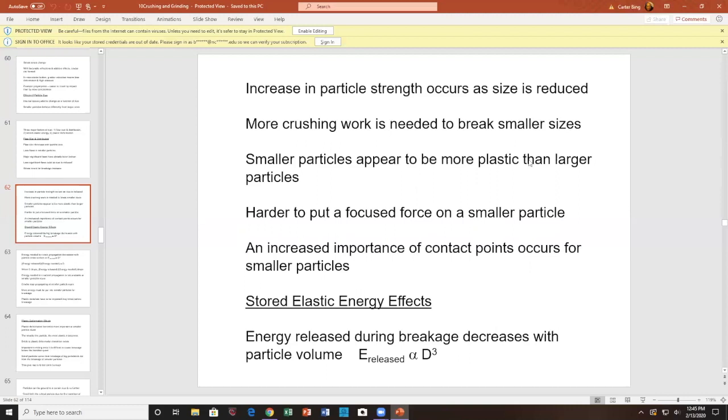Smaller particles appear to be more plastic than larger particles. This is tough too. It's harder to put a focused force on a smaller particle. And an increase in importance of contact points occurs for smaller particles.